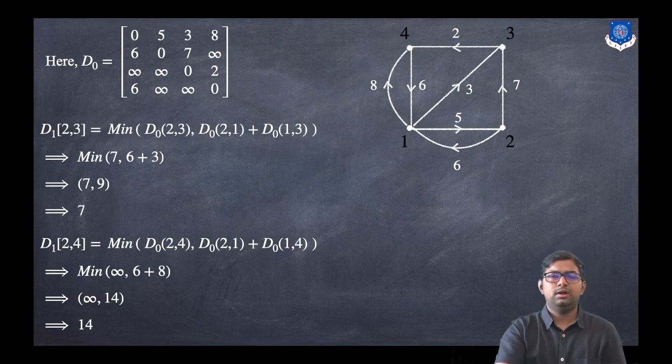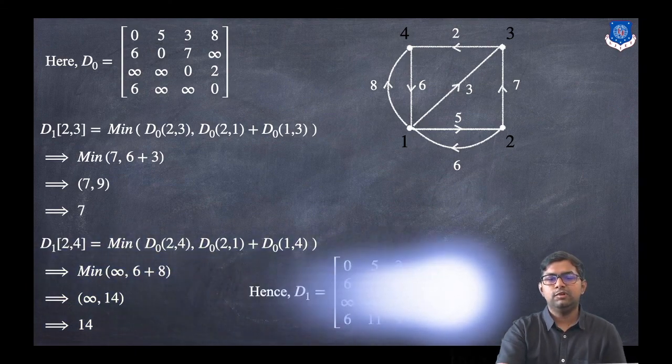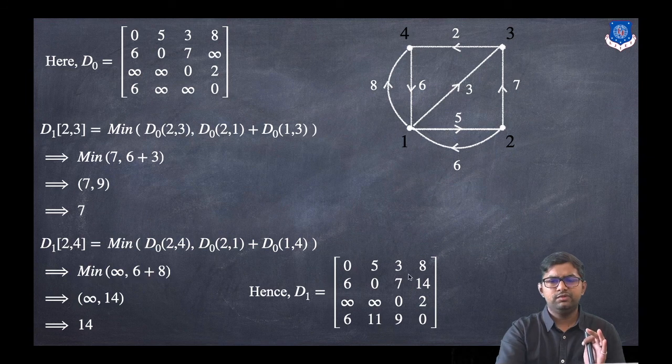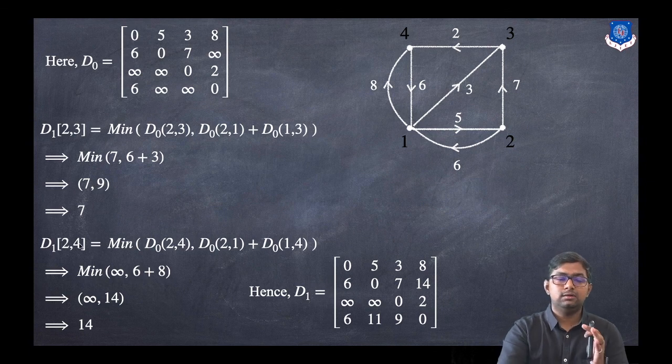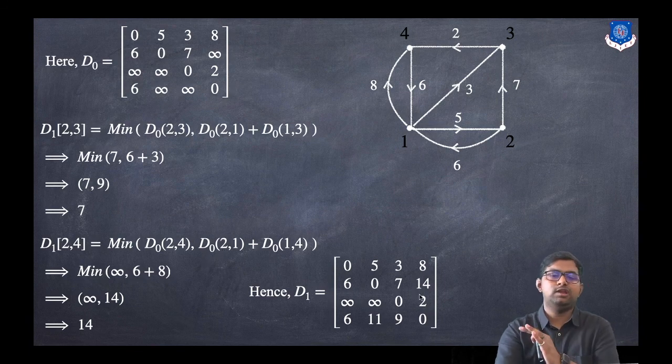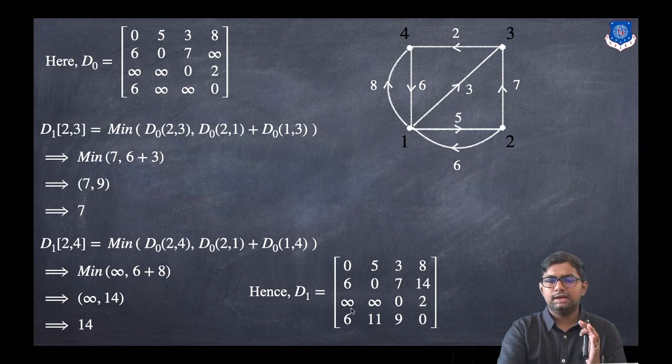So in the next matrix the entries will be like this. We have just calculated this 7, and here it will be 14. So what does that mean? There is no direct distance between 2 and 4, but we have this shortest path via 1, and that will be 14.